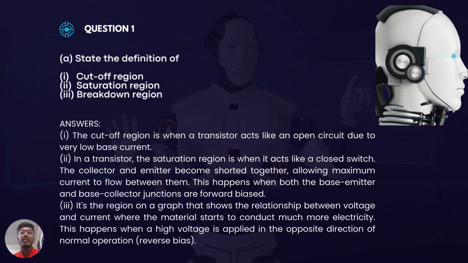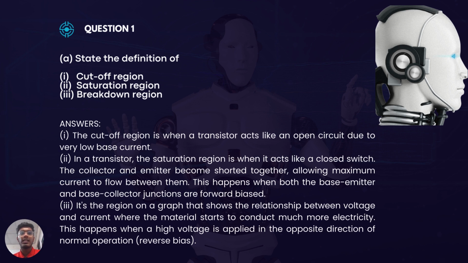Question A. State the definition of cutoff region, saturation region, breakdown region. Roman 1. The cutoff region is when a transistor acts like an open circuit due to very low base current. In a transistor, the saturation region is when it acts like a closed switch. The collector and emitter become shorted together, allowing maximum current to flow between them. This happens when both the base-emitter and base-collector junctions are forward biased.